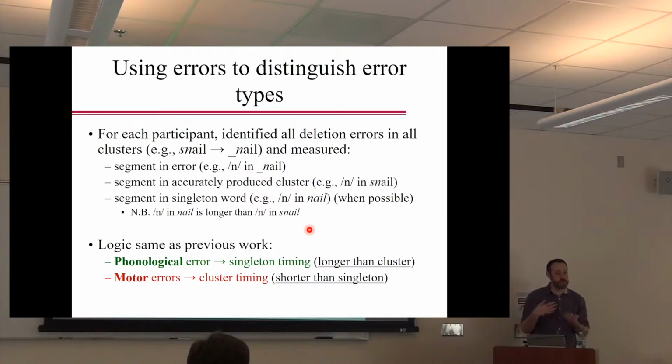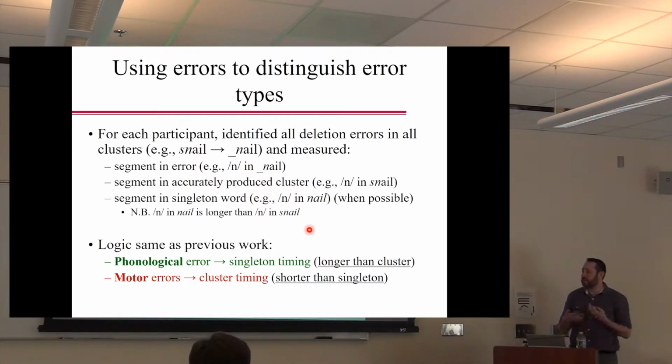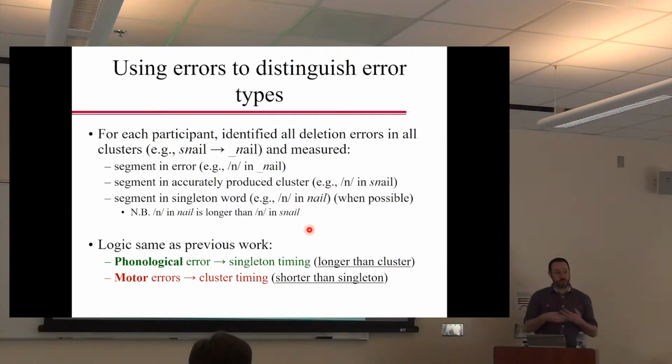So again, the logic that we were using followed the same as in this previous work, where the idea is that if somebody makes an error in this phonological encoding process, then when they go to come up with a motor plan, they're doing that based upon a singleton.